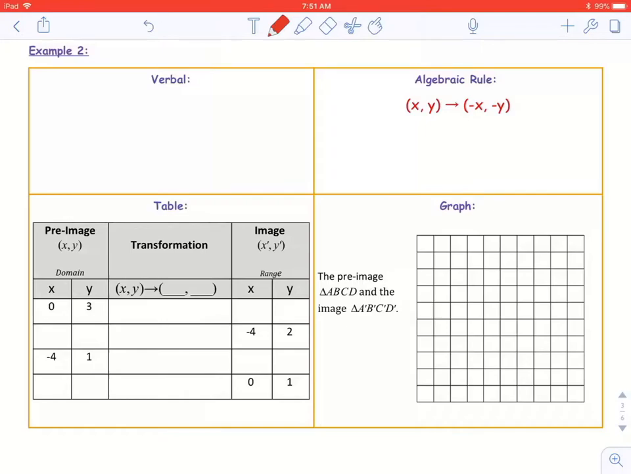Example 2 for rotations. In this example, we're given an algebraic rule and a partially filled in table. So I'm going to transfer my algebraic rule right over here to my table to help me fill in the rest of those points. For every value of x and y, the image is going to become negative x, negative y. From the rules that we've written down in the beginning of these notes, we know that this is a 180-degree rotation. And we will talk more about how to write that in just a minute.